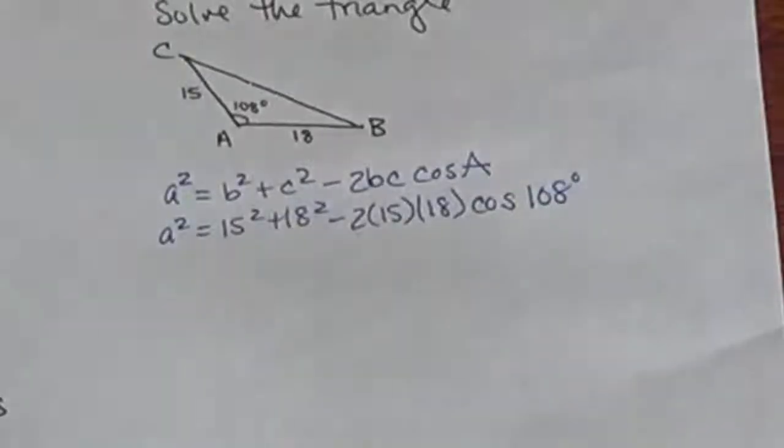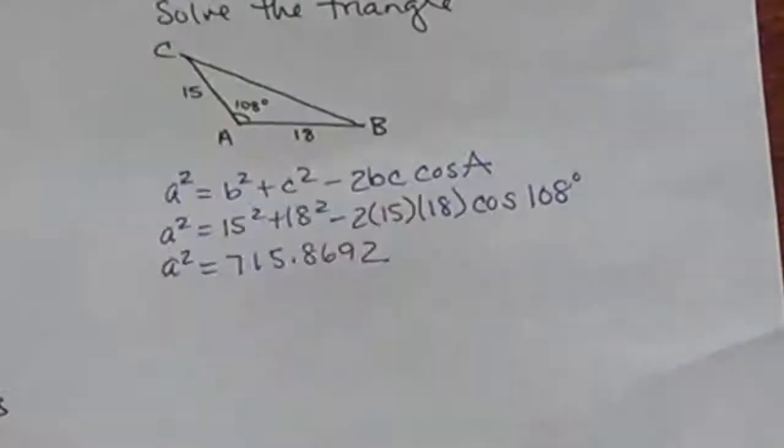Again, in this example, you're probably going to want to use a calculator, mostly to get the cosine of 108. Okay. So we're going to square the first two terms and then subtract off that last term. So a squared is going to equal 715.8692. Now again, there's more digits to this. And eventually we want to round it to 2 decimal places. So we want to take it a little bit further out because we're going to have some approximations in there.